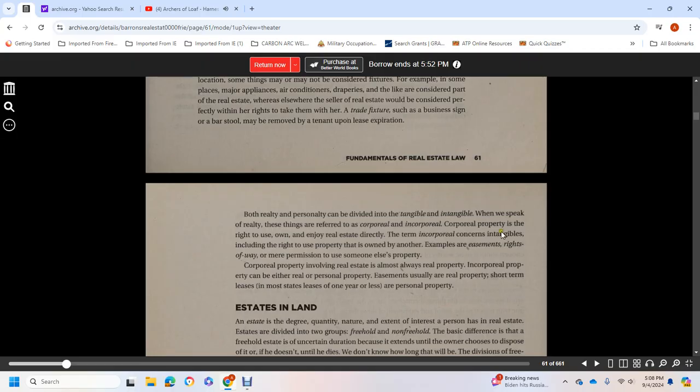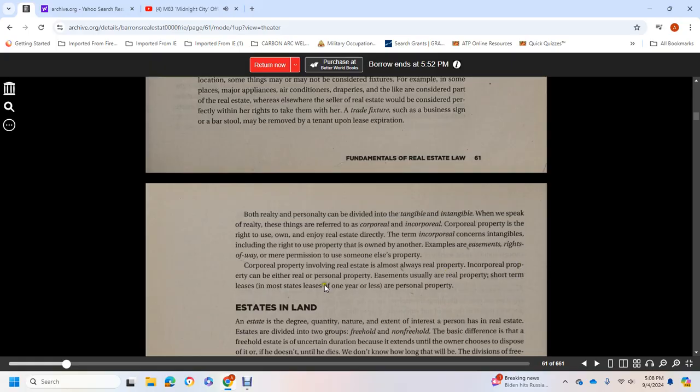The term incorporeal concerns intangibles, including rights to use property owned by another. For example, easement rights of way, or mere permission to use someone else's property. Corporeal property involved with real estate is almost always real property, and corporeal property can be either real or personal property. Easements are usually real property.